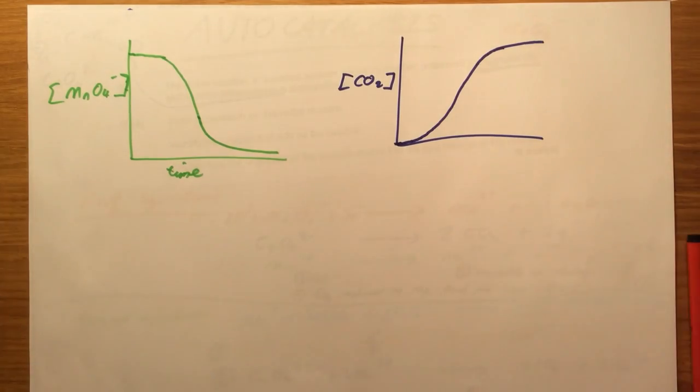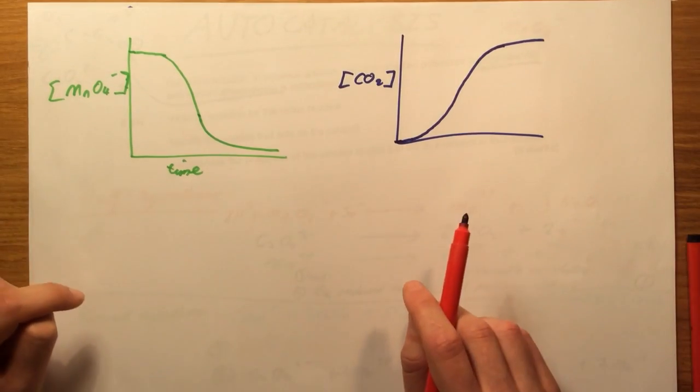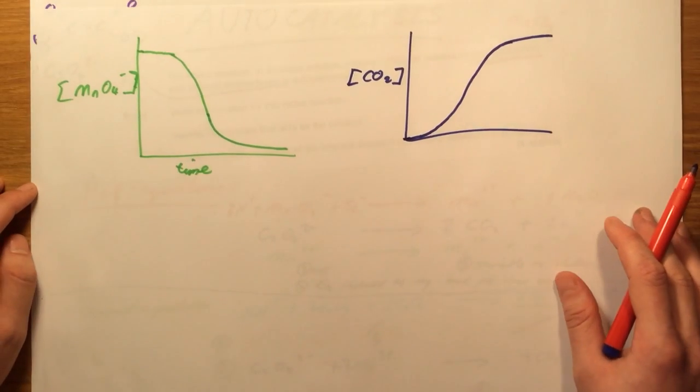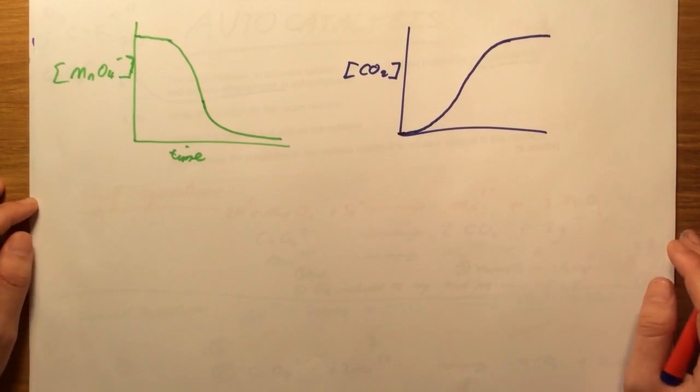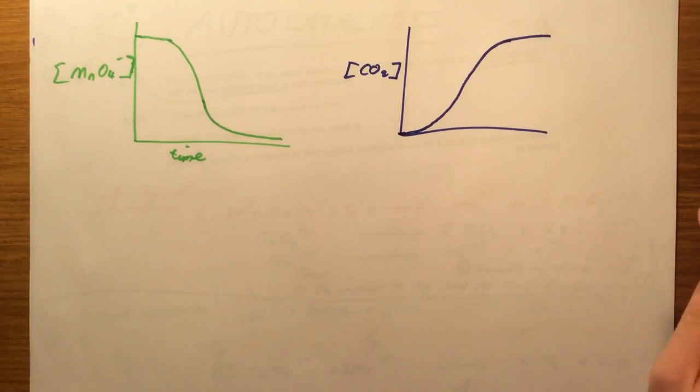So have a look back through this. In summary, I would say always write half equations first because it makes it much, much more straightforward later on. And once you've done that, you can start to write overall equations, figure out what the autocatalyst is, and write half equations for that.